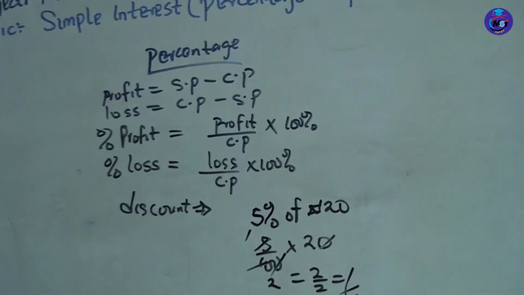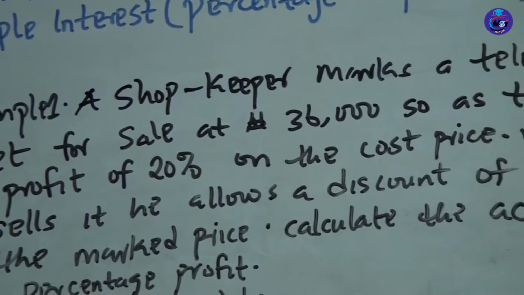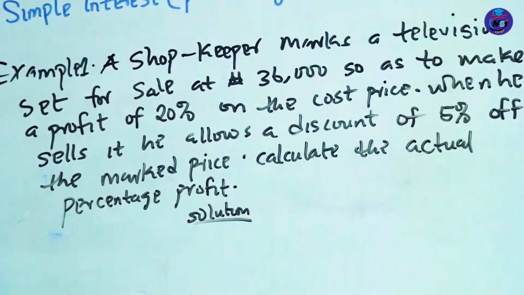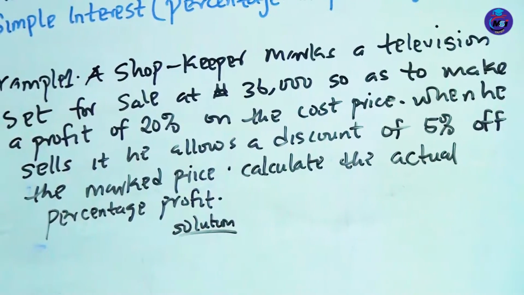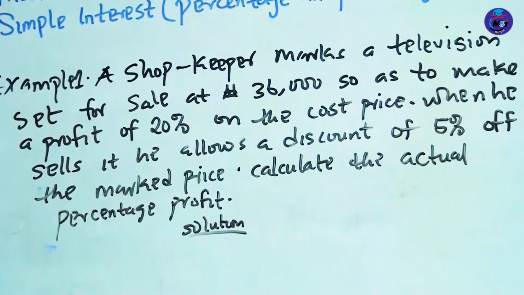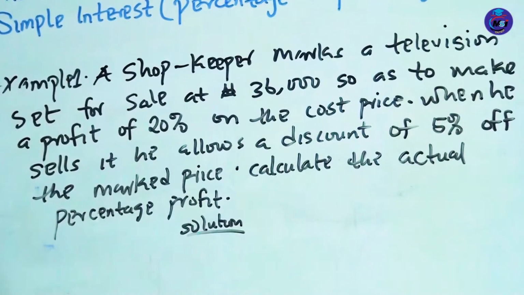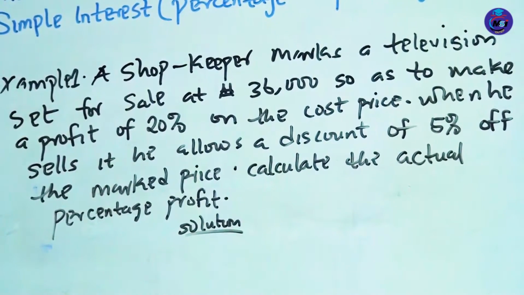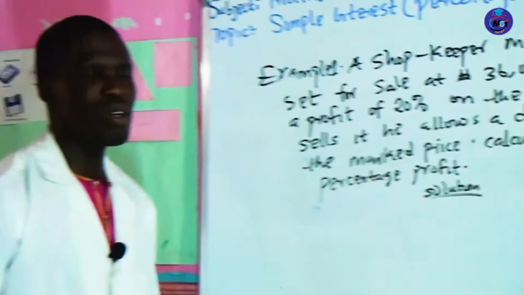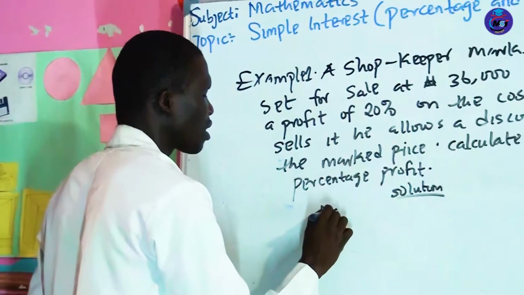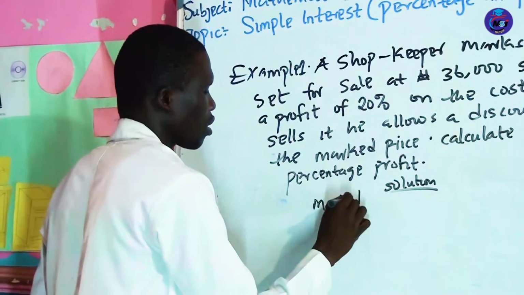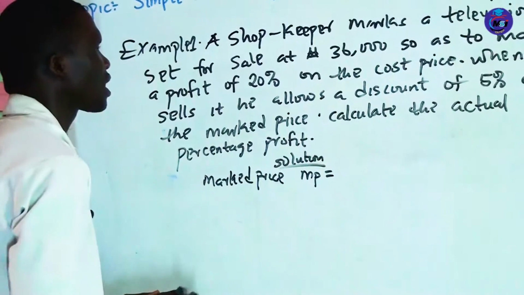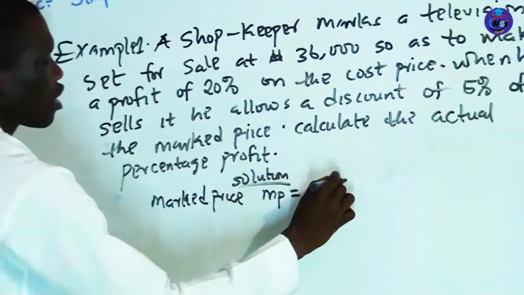Let's look at this example. A shopkeeper marks a television set for sale at 36,000 naira so as to make a profit of 20% on the cost price. When he sells it, he allows a discount of 5% of the marked price. Calculate the actual percentage profit. So what are we going to do now? The marked price, which can be MP, is 36,000 naira.